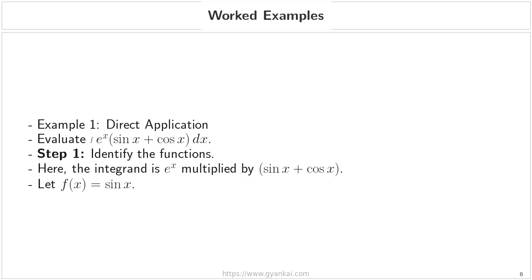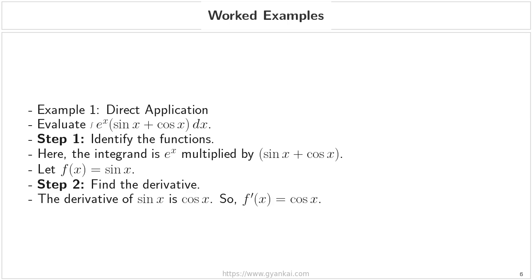Step 1. Identify the functions. We can clearly see that our integrand, that's the function we're integrating, is e to the power of x multiplied by the expression sine x plus cosine x. To apply our shortcut, we need to identify what will be our f of x. Let's choose f of x to be sine x.